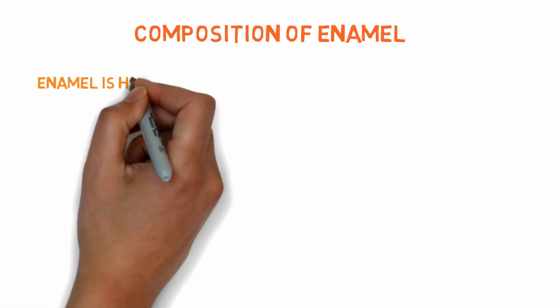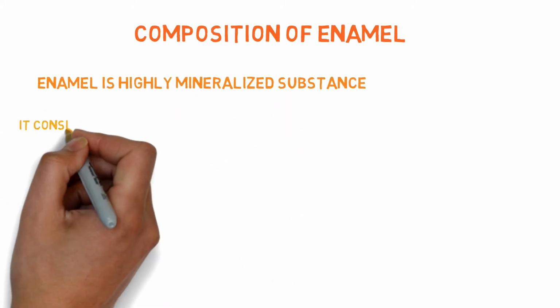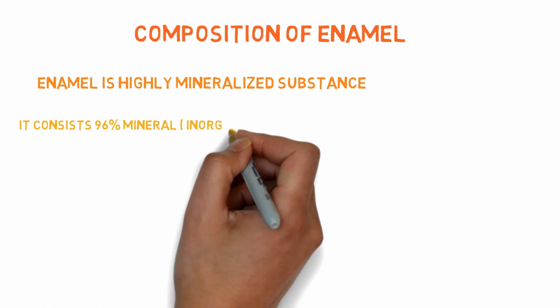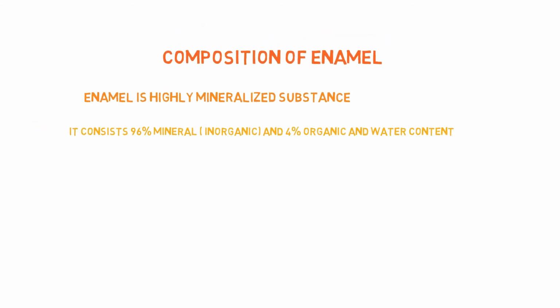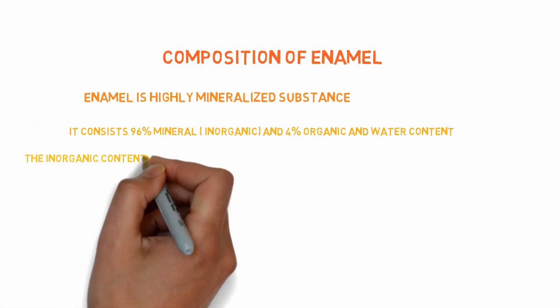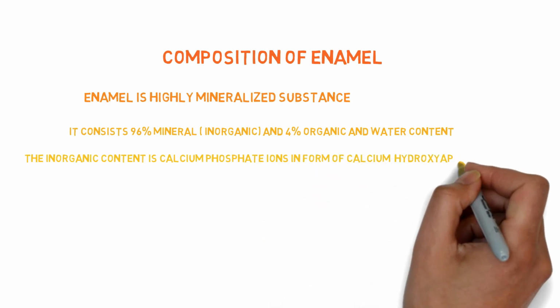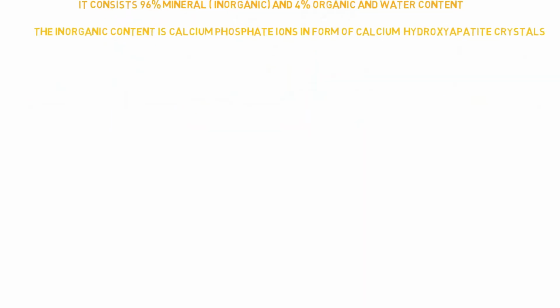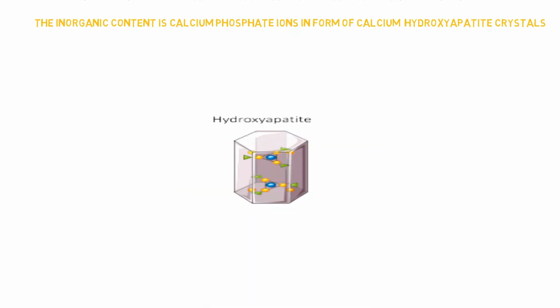Composition of enamel. Enamel is a highly mineralized substance. It consists of 96% mineral content and 4% organic and water content. The inorganic content is calcium and phosphate ions in the form of calcium hydroxyapatite crystals. Here is how a crystal of hydroxyapatite looks.